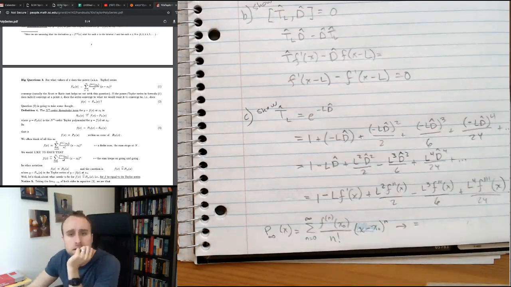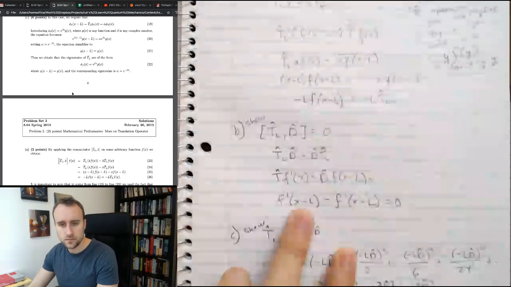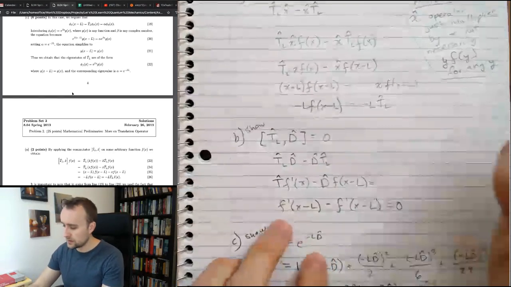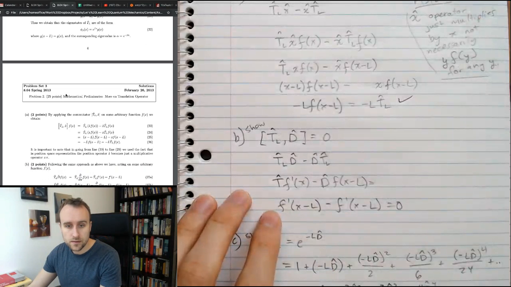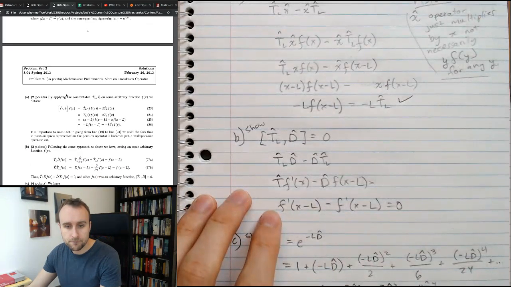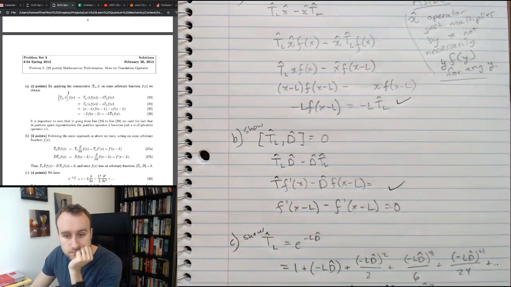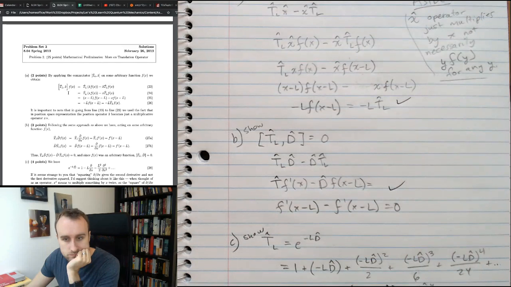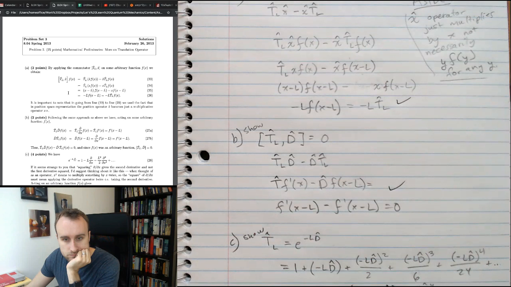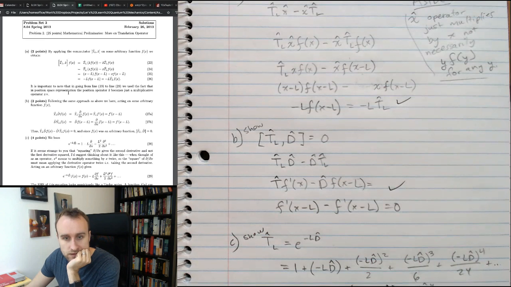Yeah, let's look at the answer. What do we have here? Oh, we started on 2 up here. Okay, yeah. All right, this is right. B. This is also right. Okay. This one is tricky.